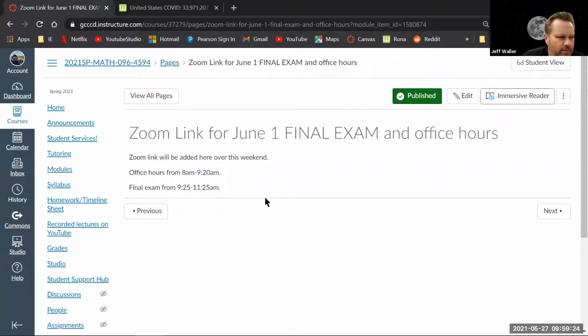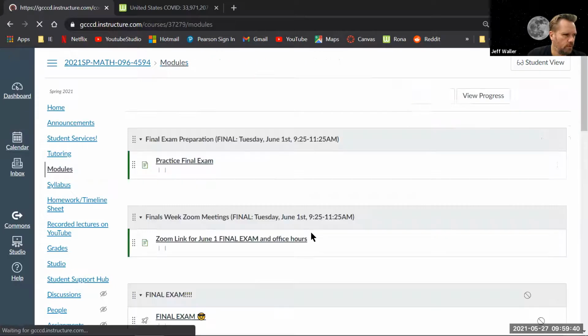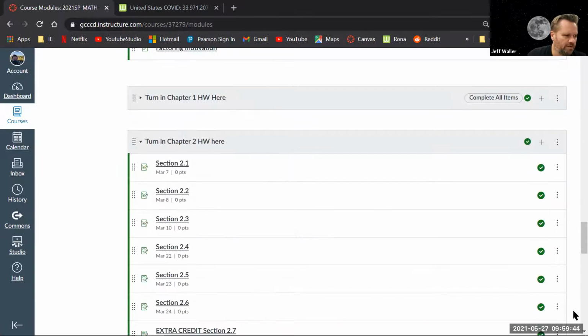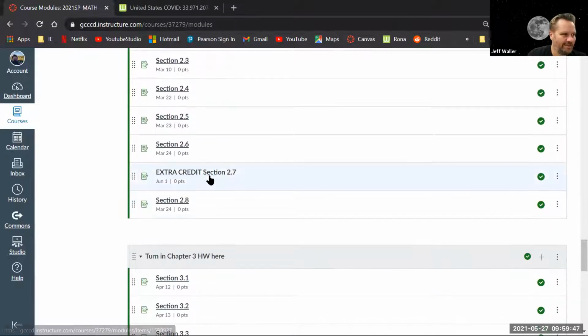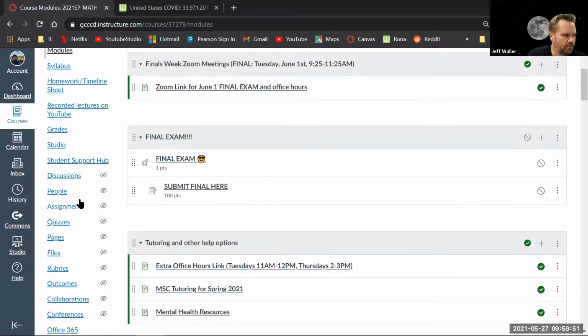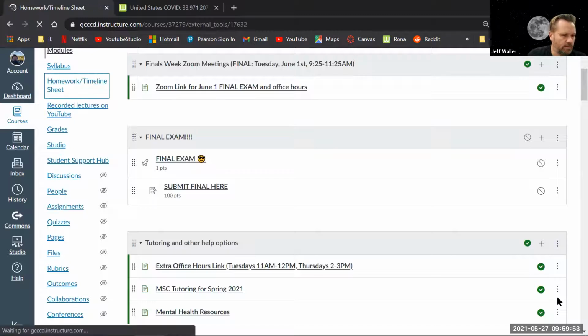Anything else about the final and how it's going to work? Any other questions? I have a question about the extra credit for 2.7. I was wondering how to find that since it's not on the homework timeline. Oh, just do all the problems. So 2.7. I don't have the homework listed. Yeah, I couldn't find it.